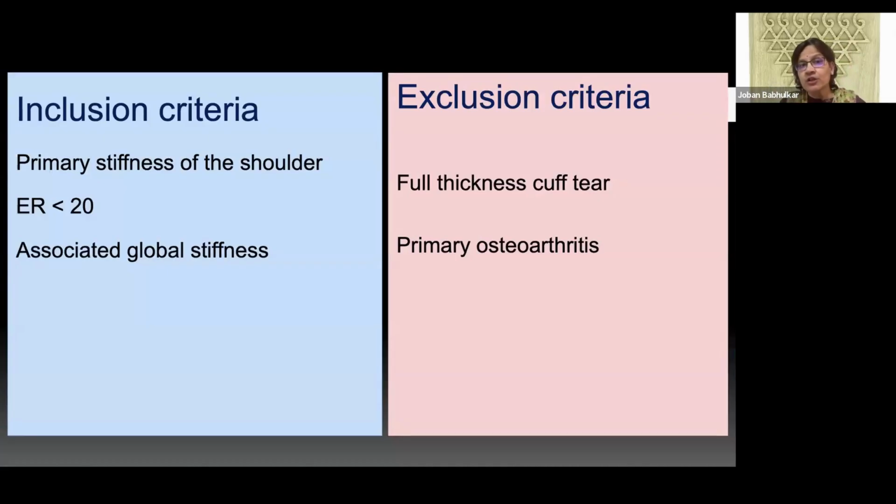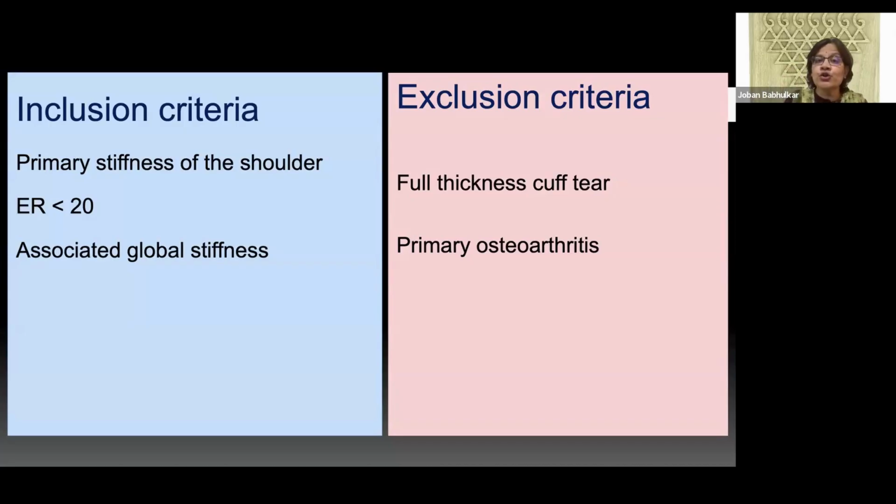What are the patients that we include? Primary stiffness of the shoulder, ER, IR. ER in the supine position less than 20 is what you do HVI for. Of course, most of them have an associated global stiffness.